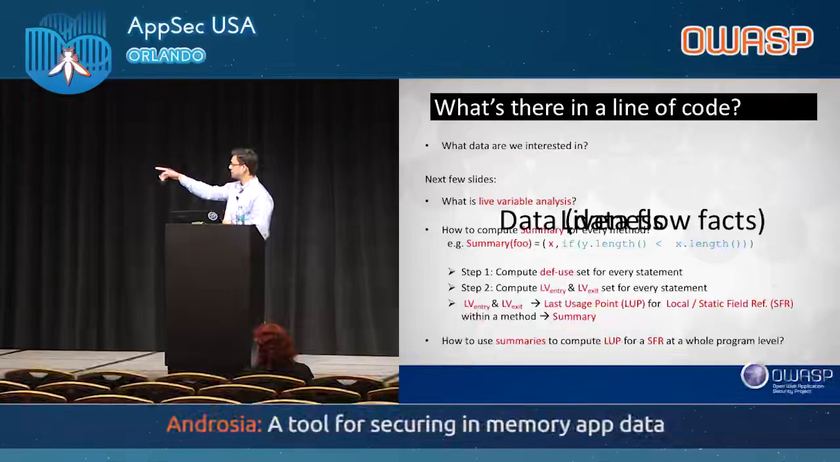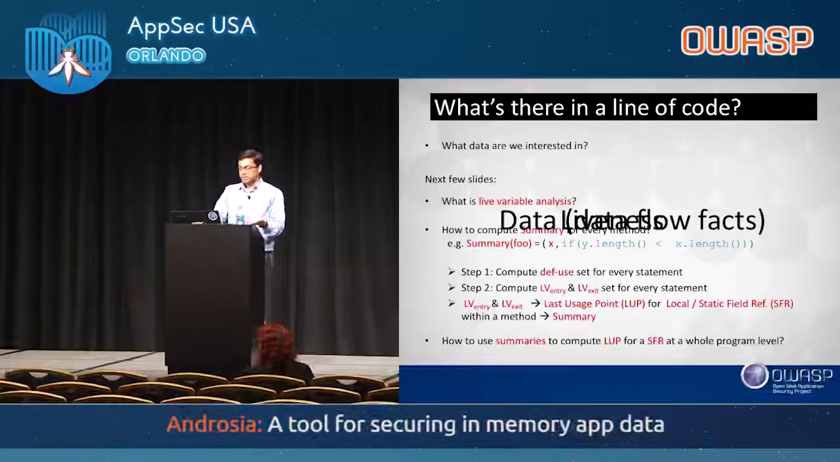So the summary will look something like this. Every method will have its own summary. The summary of foo will tell you that there is a variable x whose last use is happening in this particular blue statement, if y.length is less than x.length. We'll do this for all variables inside the method and all methods in the entire application.